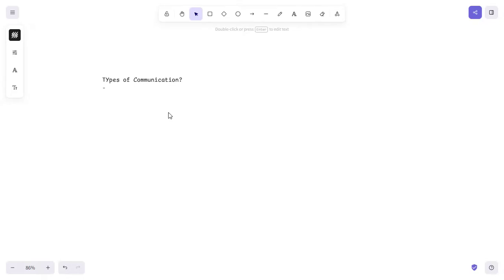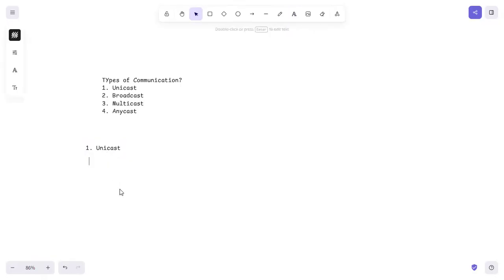If I say, first is Unicast, then broadcast, then the third is multicast, and the fourth one is Anycast. Now let's discuss one by one. The first one is Unicast, okay? So the first one is Unicast.